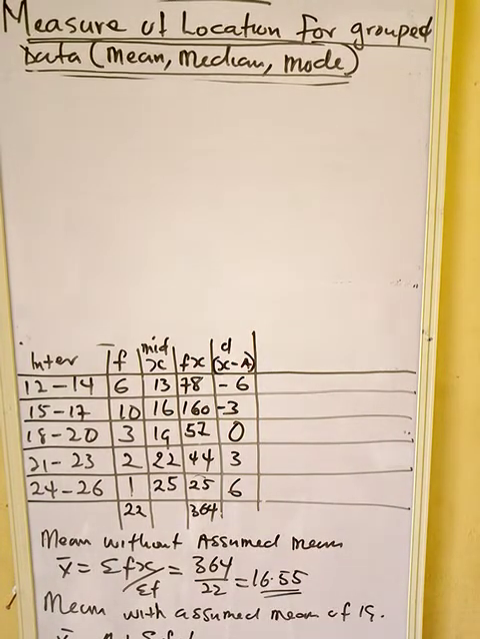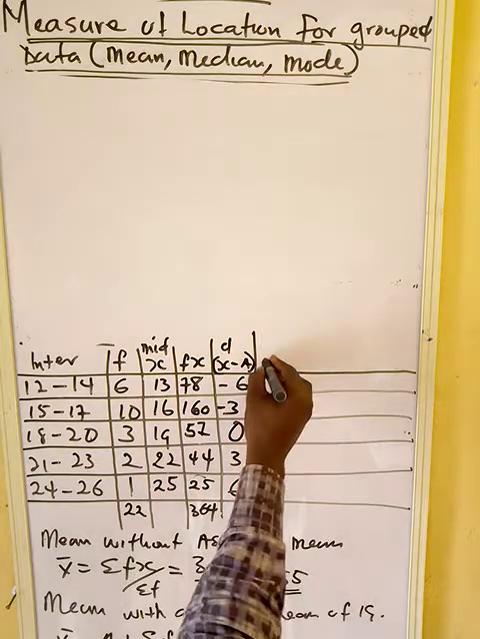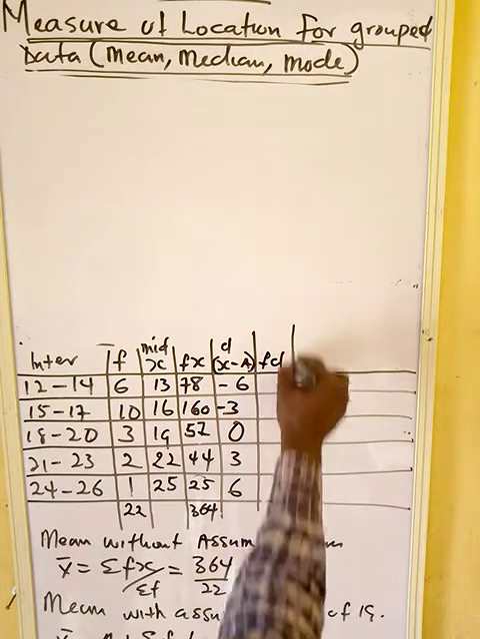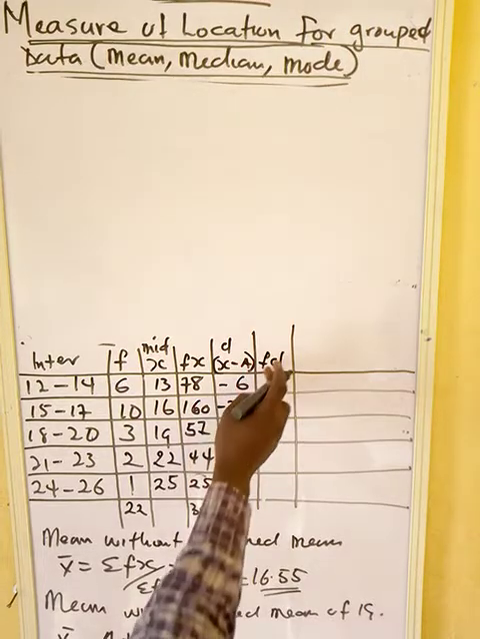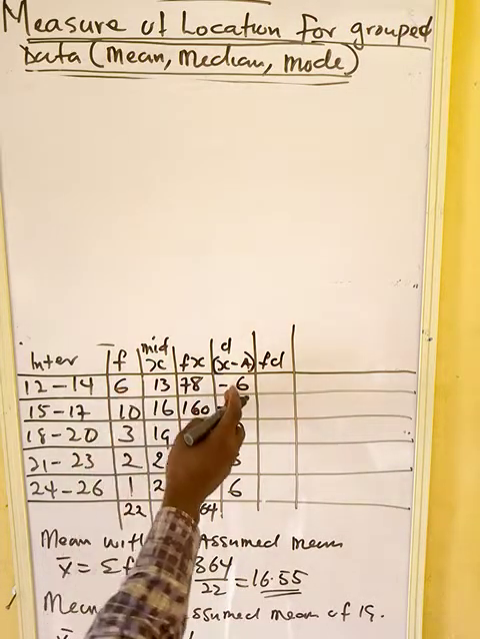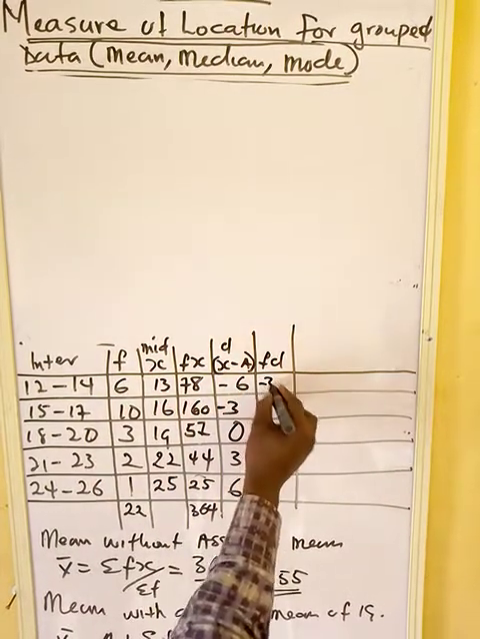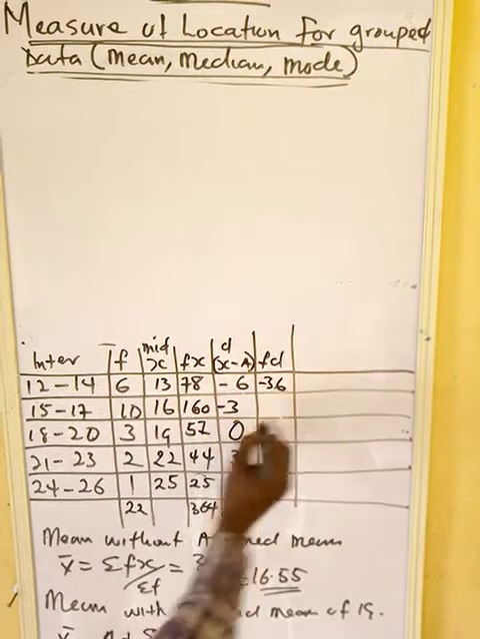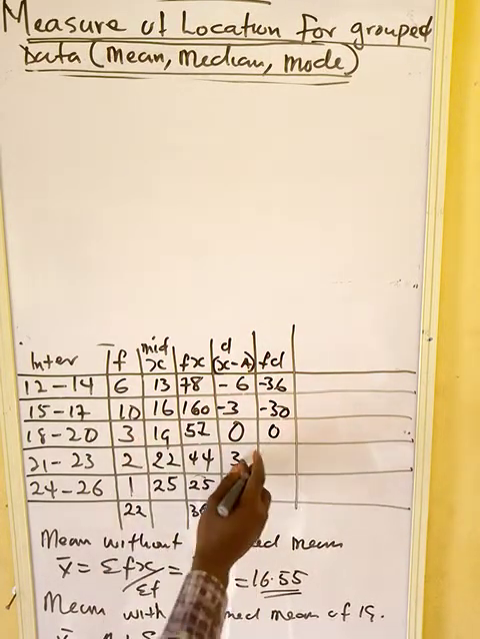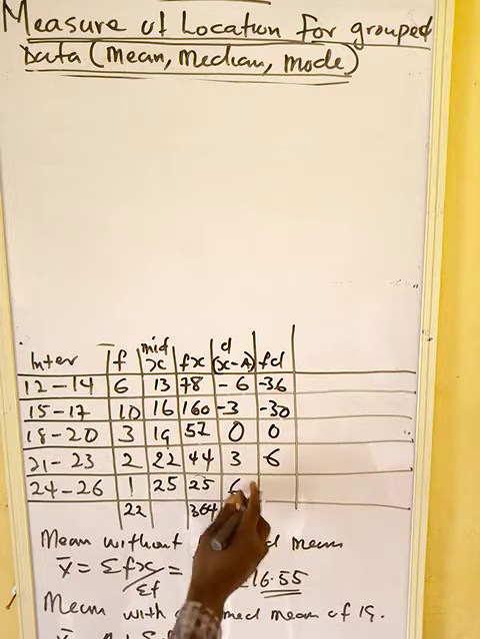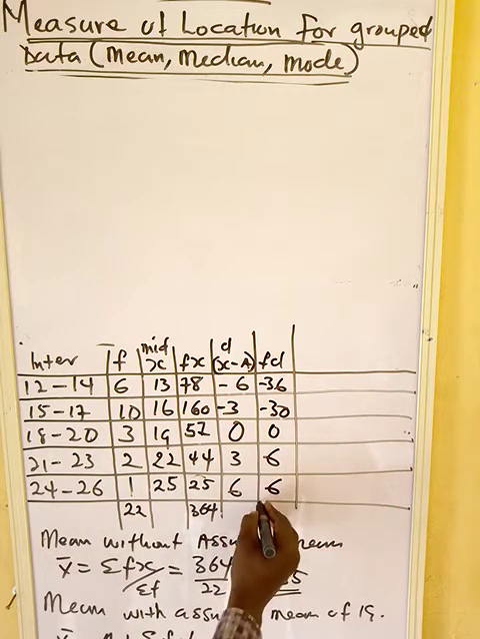So what they ask us is summation FD. How can we get our FD now? This is our D. Our D is minus 6, our F is the frequency 6. So minus 6 times 6 will give us minus 36. Minus 3 times 10 will give us minus 30. 0 times 3 will give us 0. 3 times 2 will give us 6. 6 times 1 will give us 6.